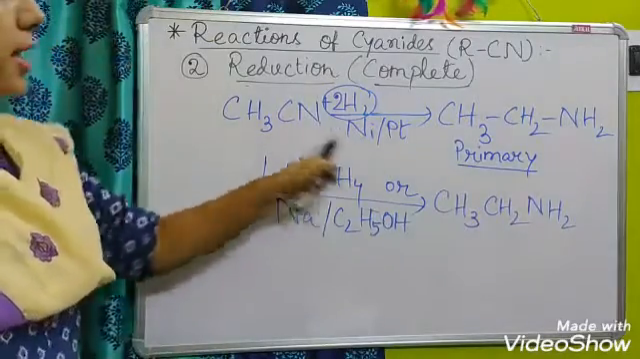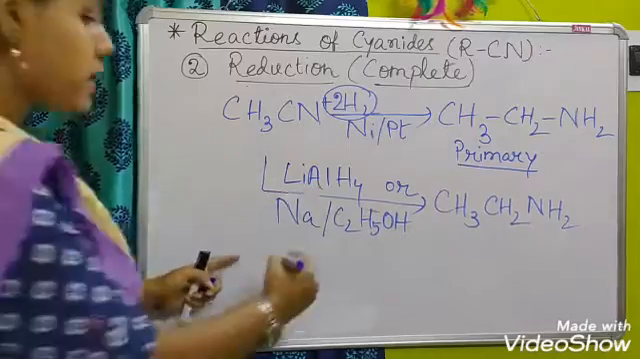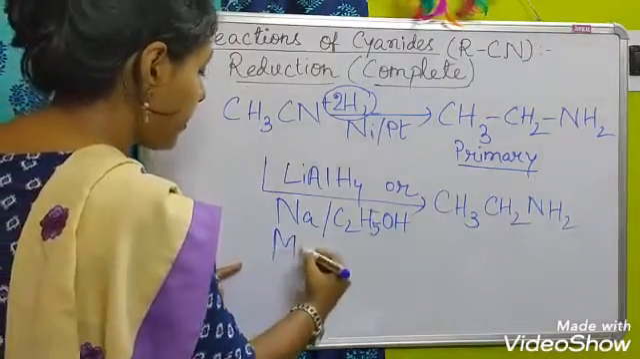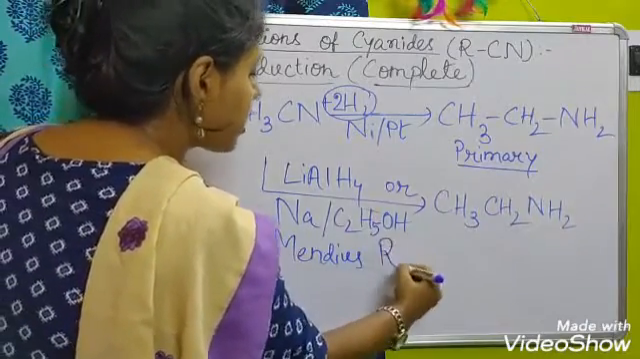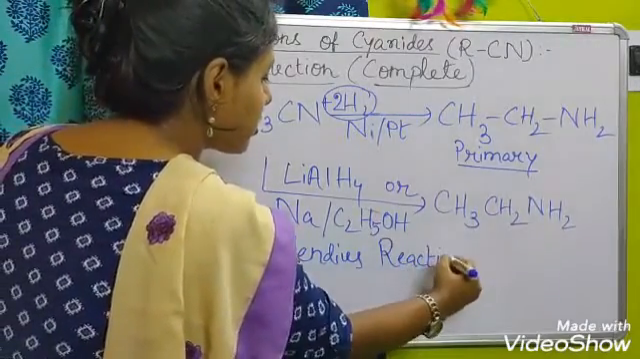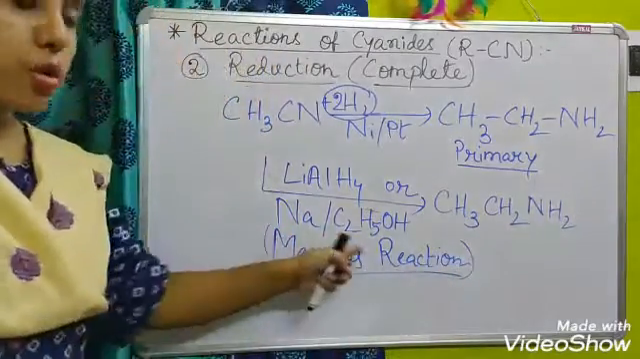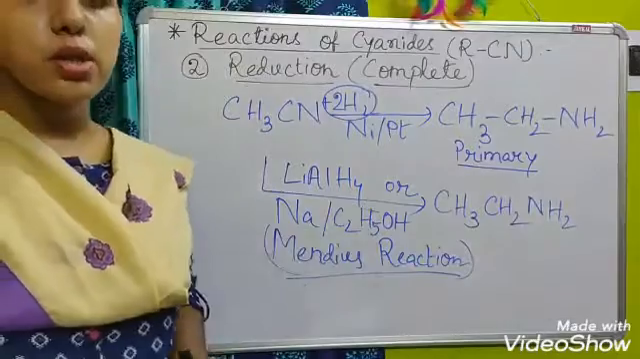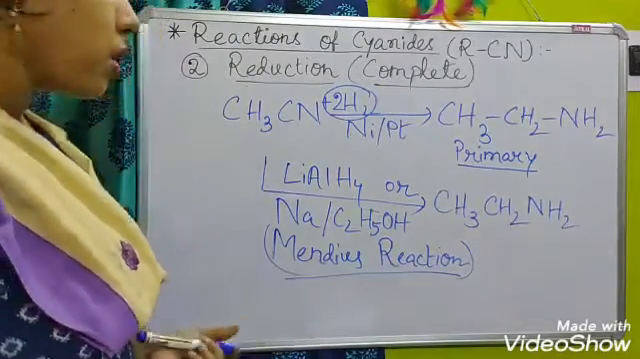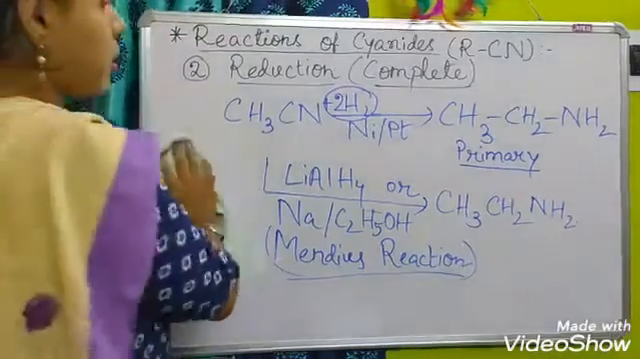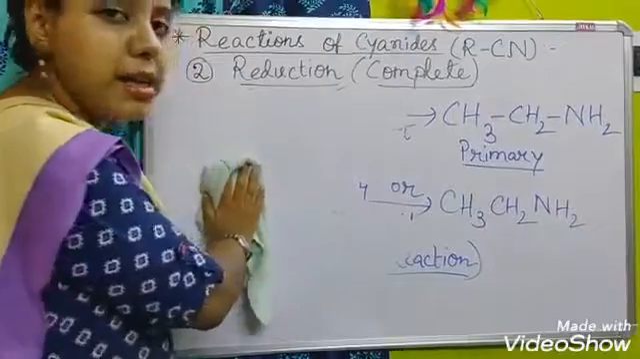And another one, this reaction in which we are reducing this one. This is called, the name reaction is Mendius reaction. This reaction is also known as the Mendius reaction. Okay, clear? Okay, so now we will see the examples of partial reduction.